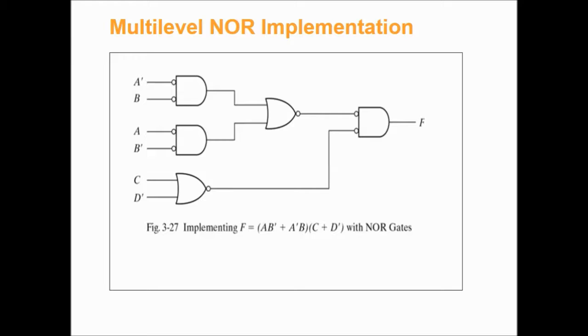The Boolean function of the circuit is F equals (AB' + A'B)(C + D'). The equivalent AND-OR diagram can be recognized from the NOR diagram by removing all the bubbles. To compensate for the bubbles in four inputs, it is necessary to complement the corresponding input literals.